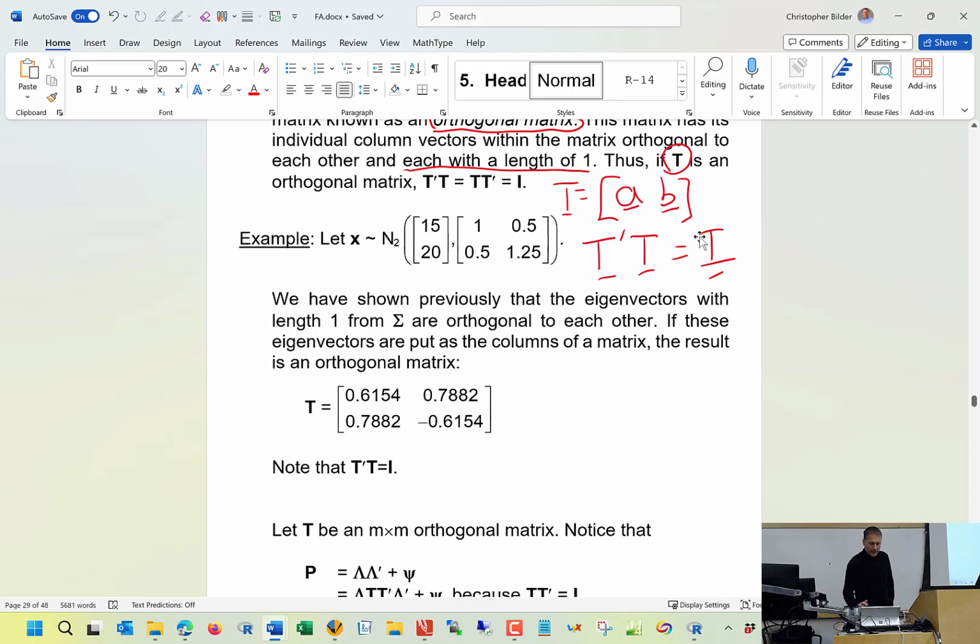Quick little example. Back in the data distributions and correlation section, we looked at this bivariate normal distribution. We found the corresponding eigenvectors for the covariance matrix. So here was one eigenvector, and here was the second eigenvector. If you were to actually take T transpose times T, you will get the identity matrix back. Try it on your own.